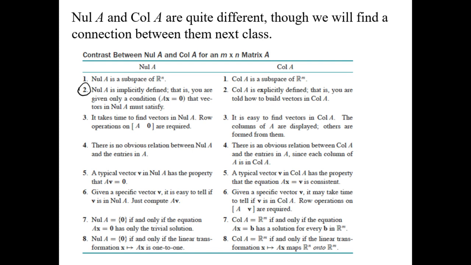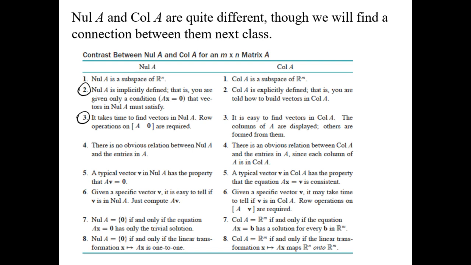Actually, that's what part 3 says. Sorry. It takes time to find the vectors of the null space where all operations are required. Whereas the column space of A is explicitly defined. All you're doing is working with the vectors, the columns. Number 4 here, there's no obvious relation between the null space of A and the entries, whereas there is an obvious relation with the column space. It's the columns.